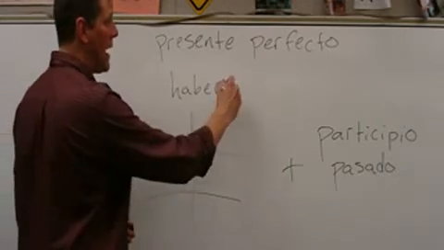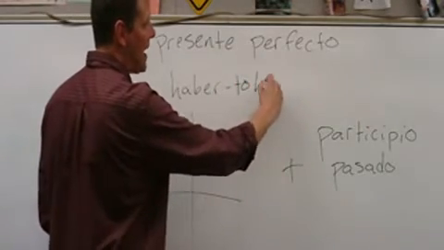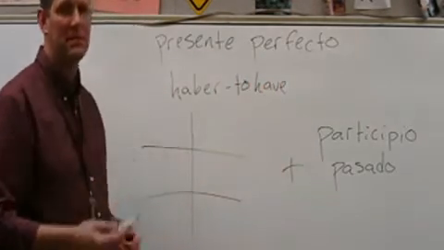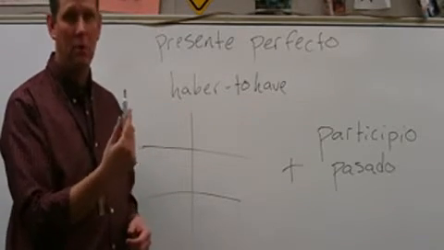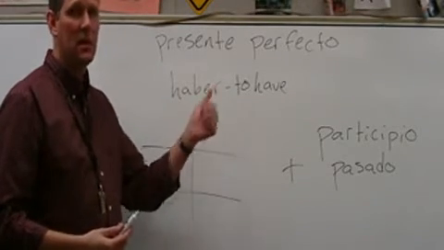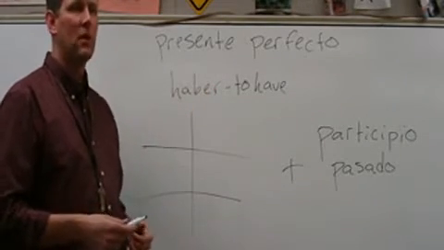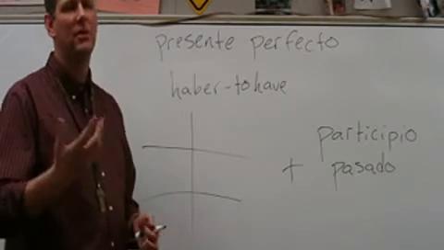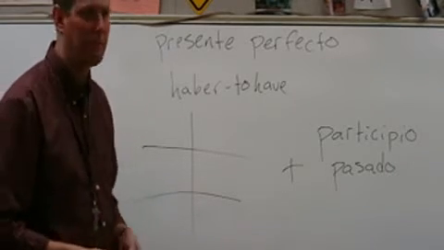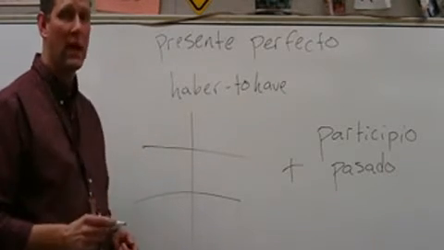First off, we have to use the verb haber, which means to have. Not to have as in to possess something, like I have a marker in my hand. That's not what this means. This verb haber means to have done something. To have in the terms of have done something. Okay? It's a very, very irregular verb.